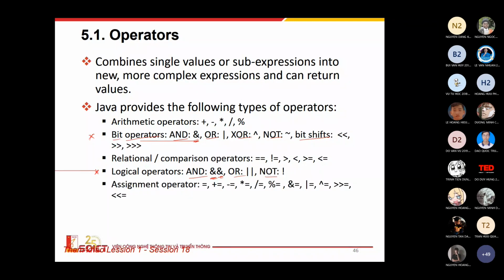Okay, you have the assignment operator. Cộng bằng, trừ bằng, nhân bằng, chia bằng, phần trăm bằng. Cái này có nghĩa là gì? A cộng bằng 2 nghĩa là A bằng A cộng 2. So the same for trừ bằng, nhân bằng, for example. So please remember this.